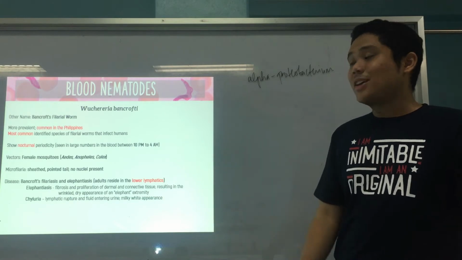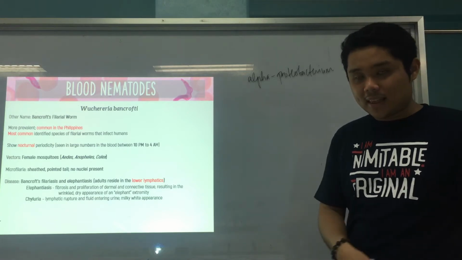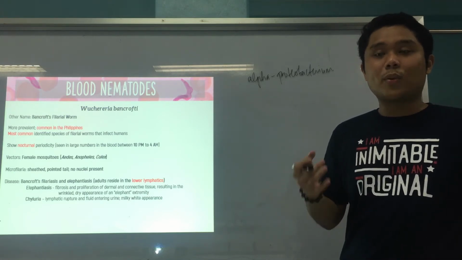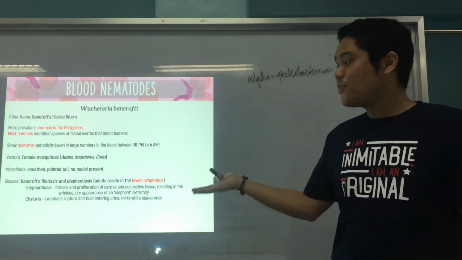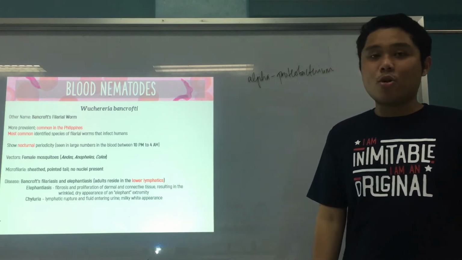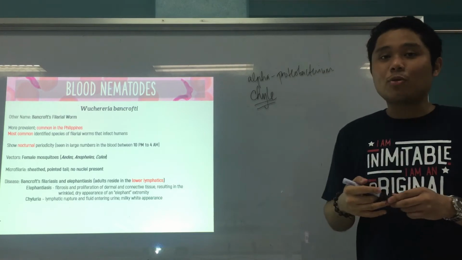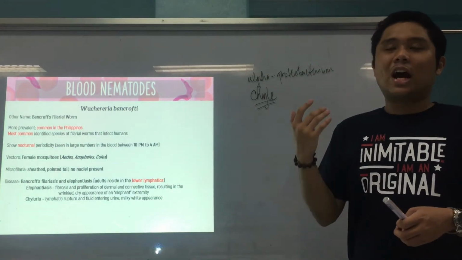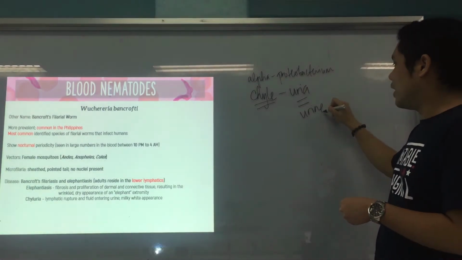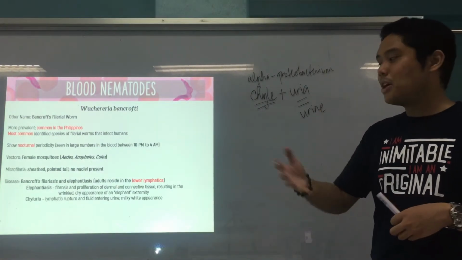Next, it can also cause what we call chyluria, because again, the worms reside in the lymphatic system, in the lower lymphatics. It can lead to the rupture of lymphatic vessels, which leads to the incorporation of lymph fluid into urine, which leads to a milky appearance of urine known as chyluria. Chyle refers to lymph, a milky fluid. Uria means found in urine. So chyle plus uria, chyluria: lymph found in urine, a milky appearance of urine.